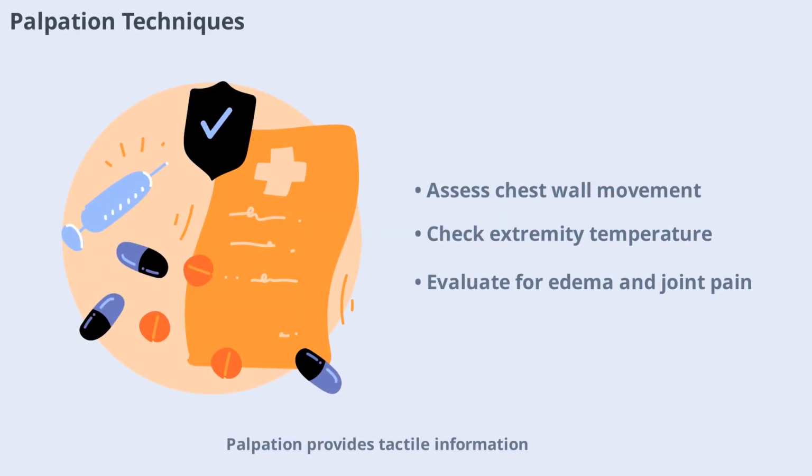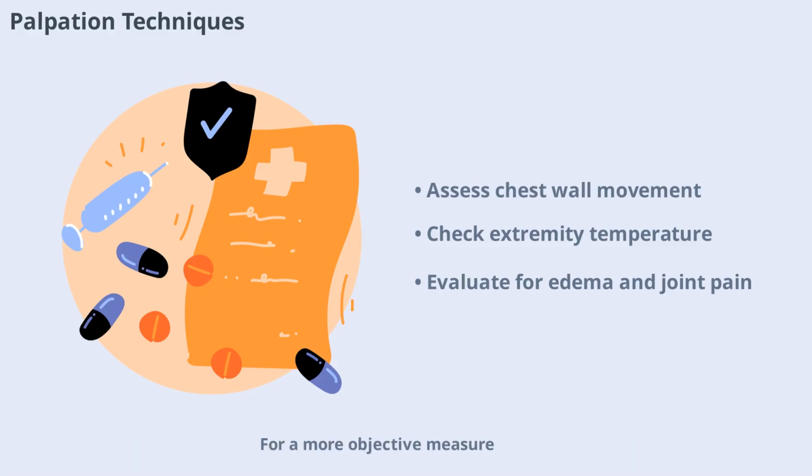Palpation provides tactile information about the chest and extremities. For chest wall expansion, place your hands on the lower chest and ask the patient to inhale deeply, observing the symmetry and extent of movement. While this method is subjective, it can reveal significant asymmetries.